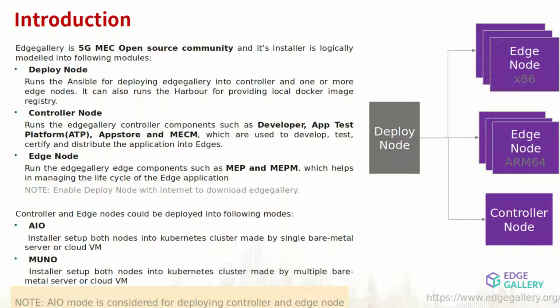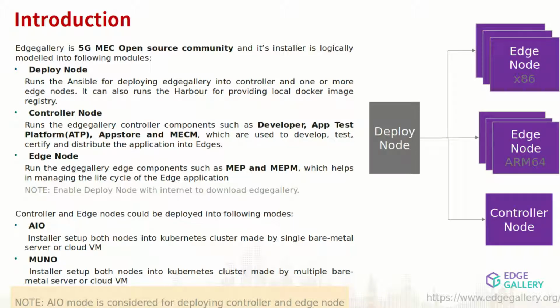Controller and Edge nodes could be deployed in AIO and Muno modes. In AIO, the installer sets up both nodes in a Kubernetes cluster made by a single bare metal server or cloud VM. In Muno, the installer sets up both nodes in a Kubernetes cluster made by multiple bare metal servers or cloud VMs.